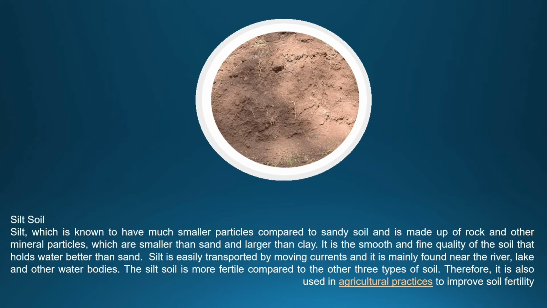Silt is easily transported by moving currents, and it's mainly found near rivers, lakes, and other water bodies. The silt soil is more fertile compared to sandy soil, so it's also used in agricultural practices. It has particles like sandy soil, but smaller than sandy soil and larger than clay soil.